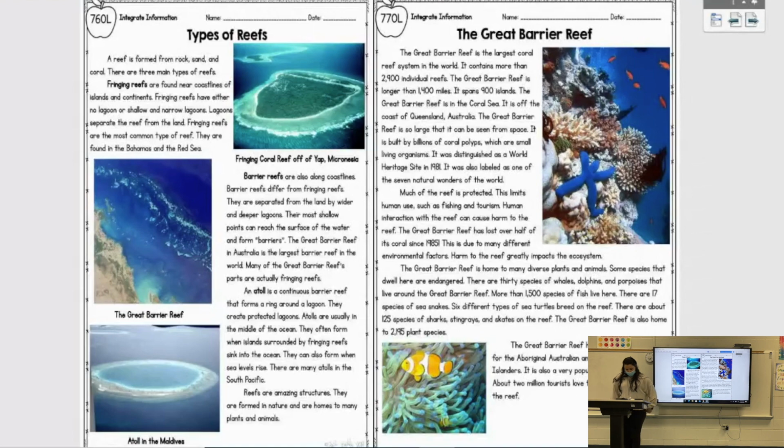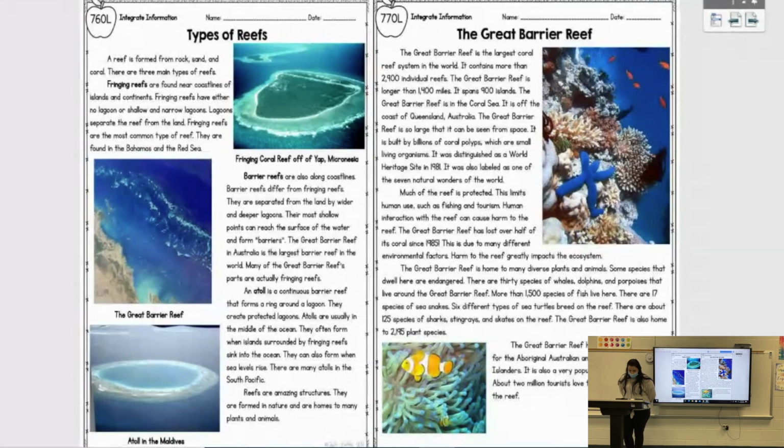The Great Barrier Reef is the largest coral reef system in the world. It contains more than 2,900 individual reefs. The Great Barrier Reef is longer than 1,400 miles. It spans 900 islands. The Great Barrier Reef is in the Coral Sea. It is off the coast of Queensland, Australia. The Great Barrier Reef is so large that it can be seen from space.